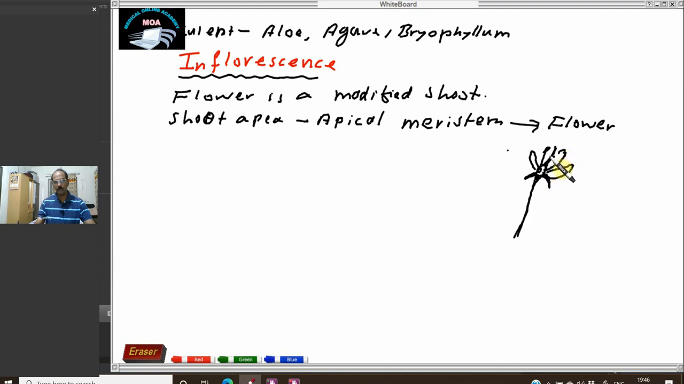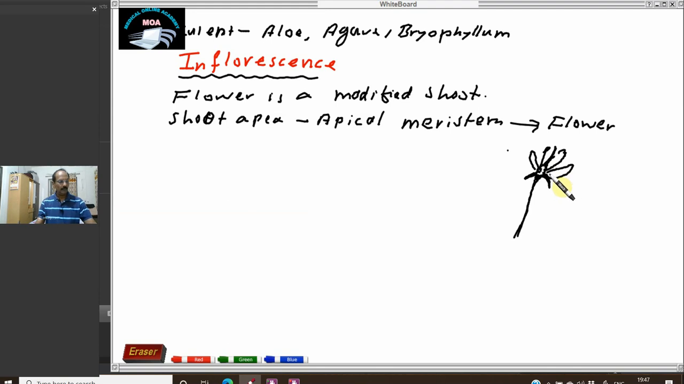From the fourth node the gynoecium is produced. Actually, an internode is present there, but this internode is very condensed, so we cannot differentiate the internode separately. So here the apical bud is modified into a leaf. The apex produces different floral whorls. These are the different floral whorls.